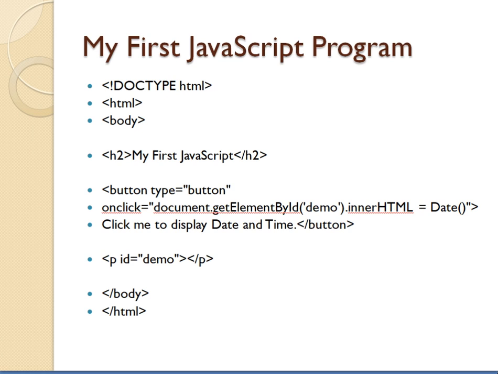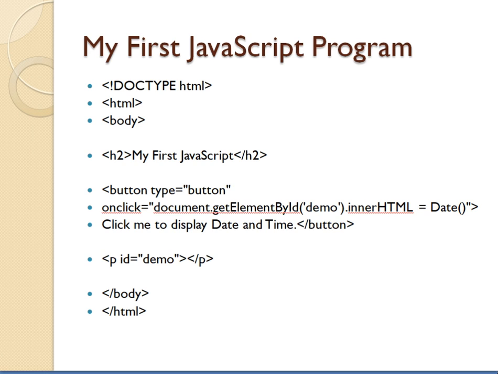document.getElementById, that is demo, innerHTML. So the innerHTML will be reflected, and then the date would come, whatever the date of your system would be. And when you click me to display date and time, this would display on it.